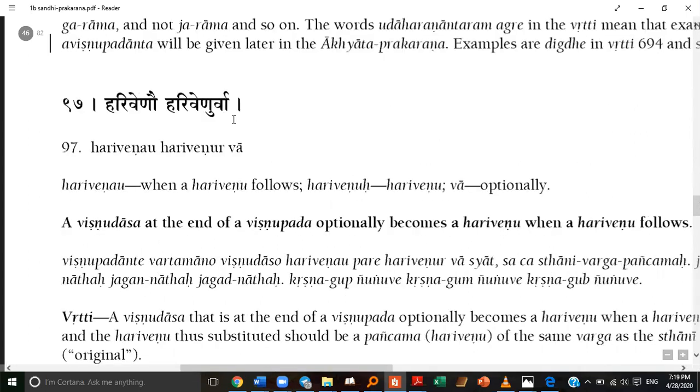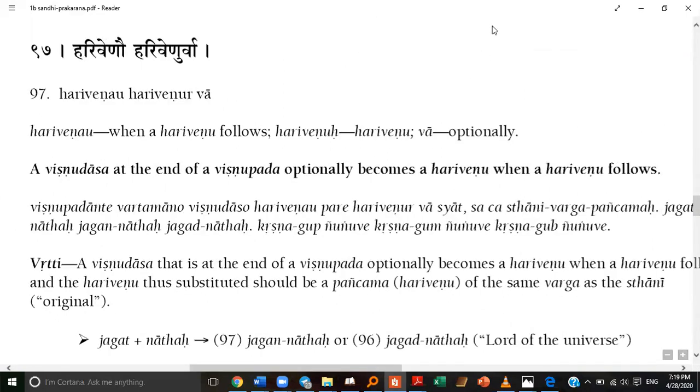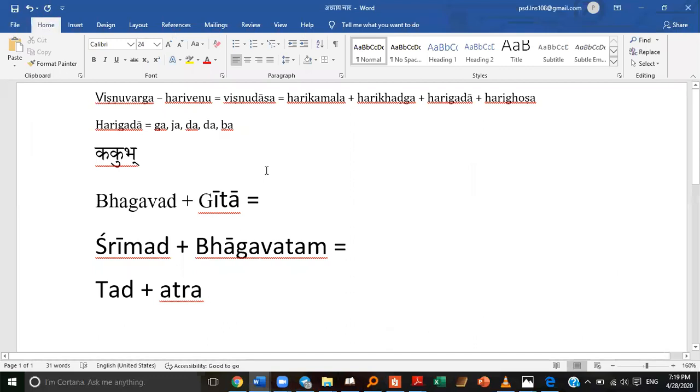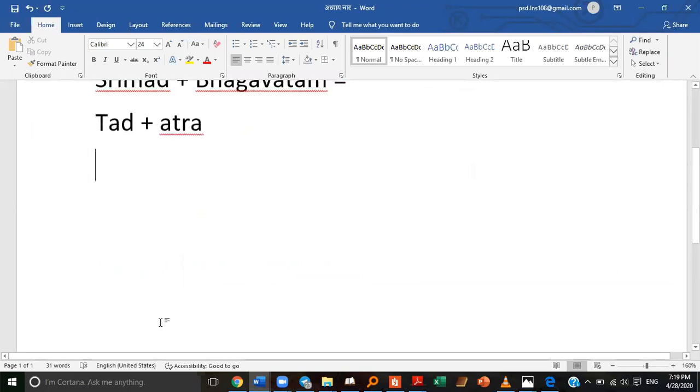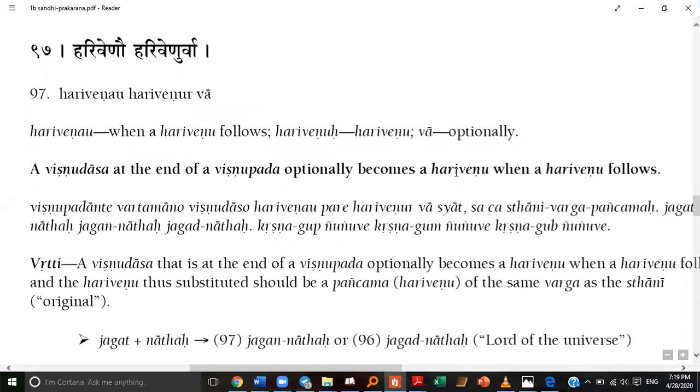Now we move to the second one. This is Hari Venu, Hari Venurva. So what is Hari Venu? The last nasal sounds of the Vargas. Yes. So nga, nya, na, na, ma. So a Vishnu Dasa at the end of a Vishnu Pada optionally becomes a Hari Venu when a Hari Venu follows.